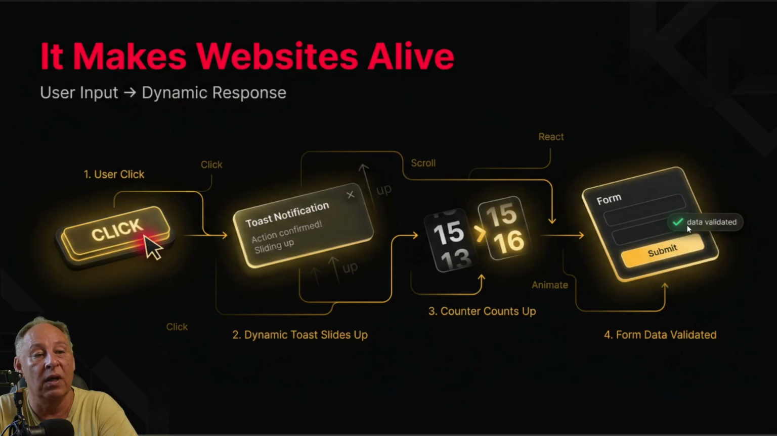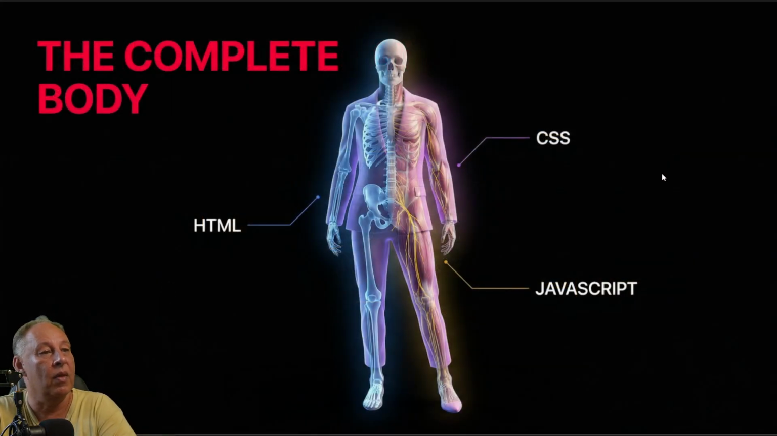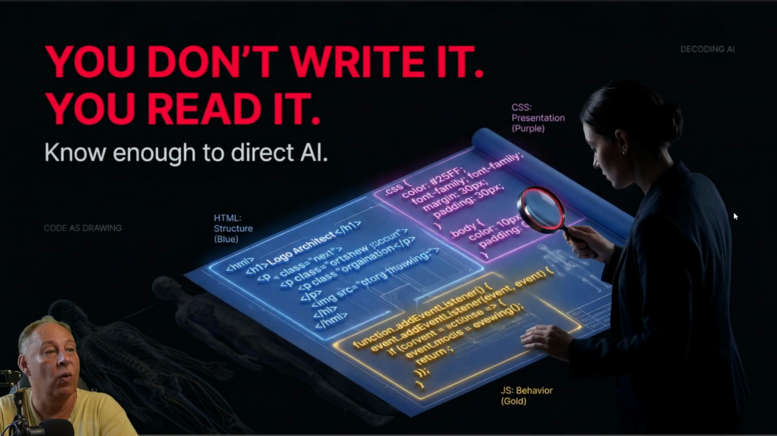And then, of course, data validation. Did the guy put in his name? If not, and he clicks submit, there will be a little pop-up coming up saying, please enter your name. So that's the complete body then you have for all web pages. That's really all you need.